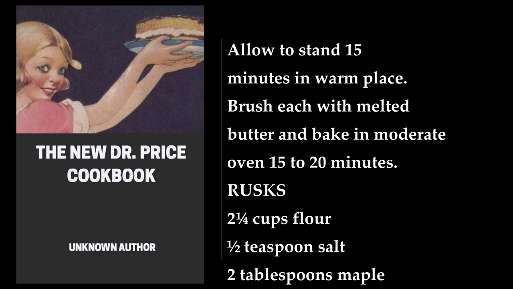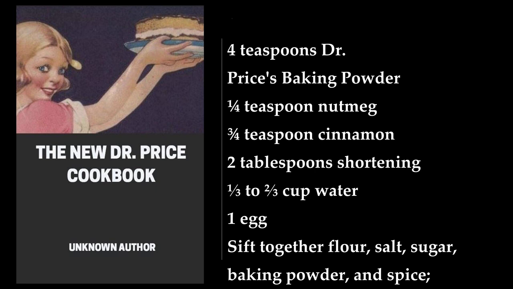Rusks. 2 1/4 cups flour, 1/2 teaspoon salt, 2 tablespoons maple or brown sugar, 4 teaspoons Drive Prices baking powder, 1/4 teaspoon nutmeg, 3/4 teaspoon cinnamon, 2 tablespoons shortening, 1/3 to 2/3 cup water, 1 egg.